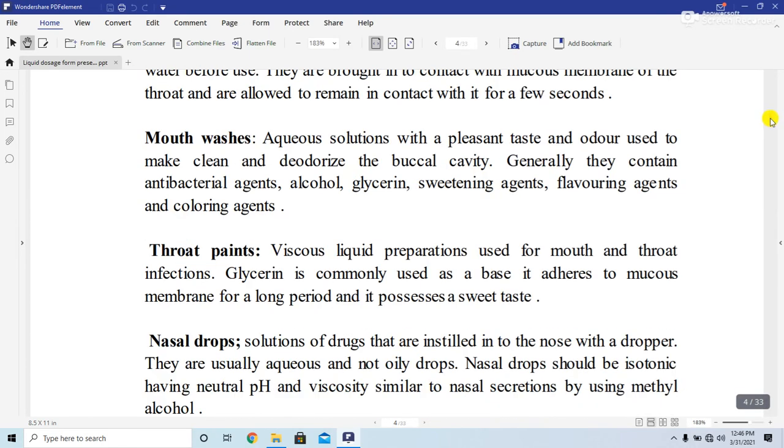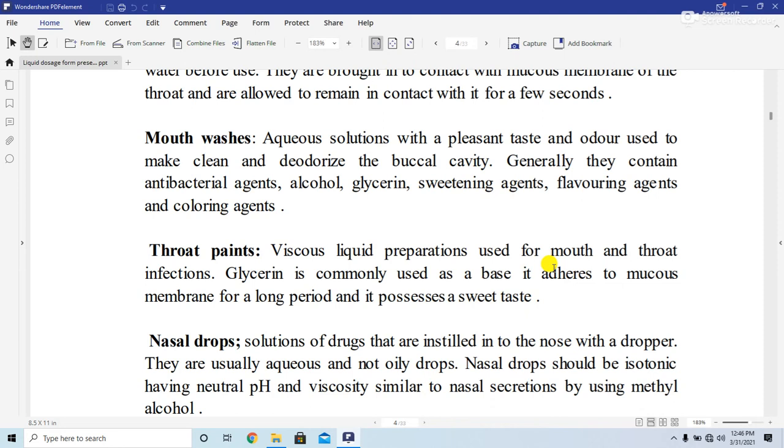Another liquid dosage form is called mouthwash. Mouthwash is an aqueous solution with a pleasing taste and odor used to clean and deodorize the buccal cavity. Generally, they contain antibacterial agents like alcohol, glycerin, sweetening agents, flavoring agents, and coloring agents. These are used especially in the formulation of mouthwashes.